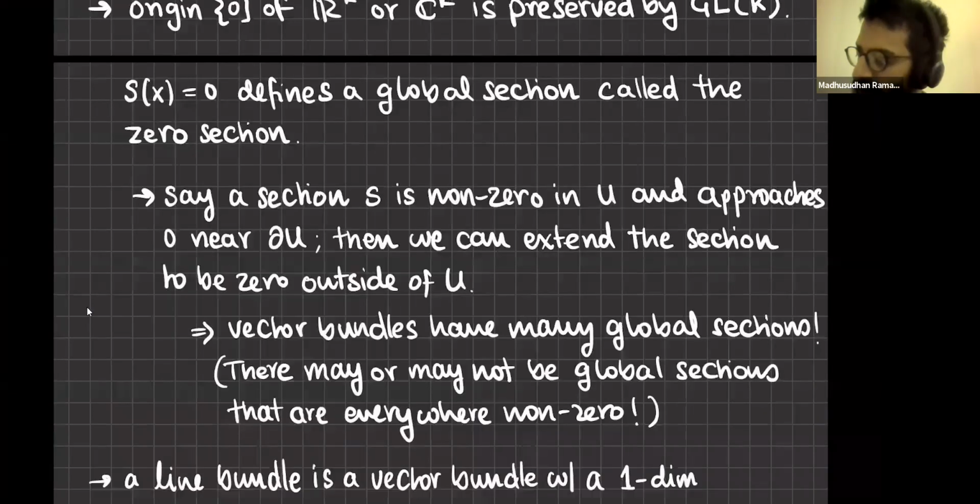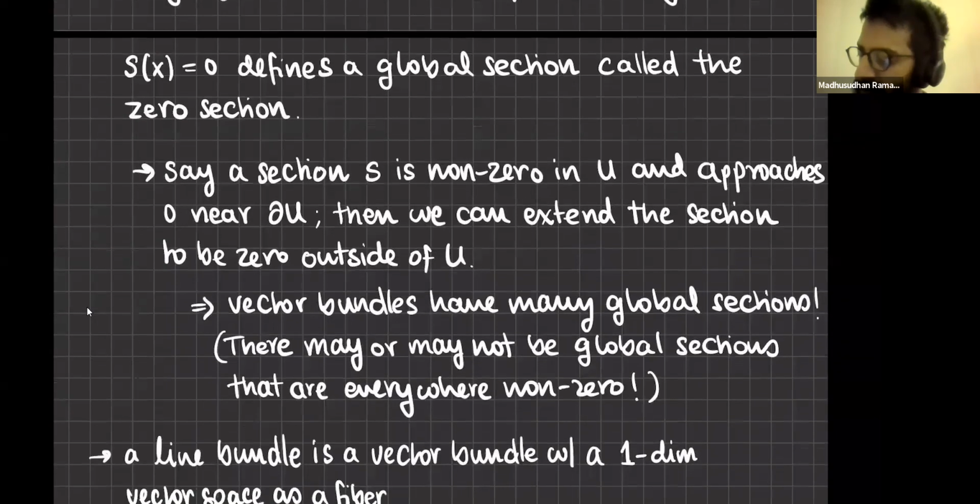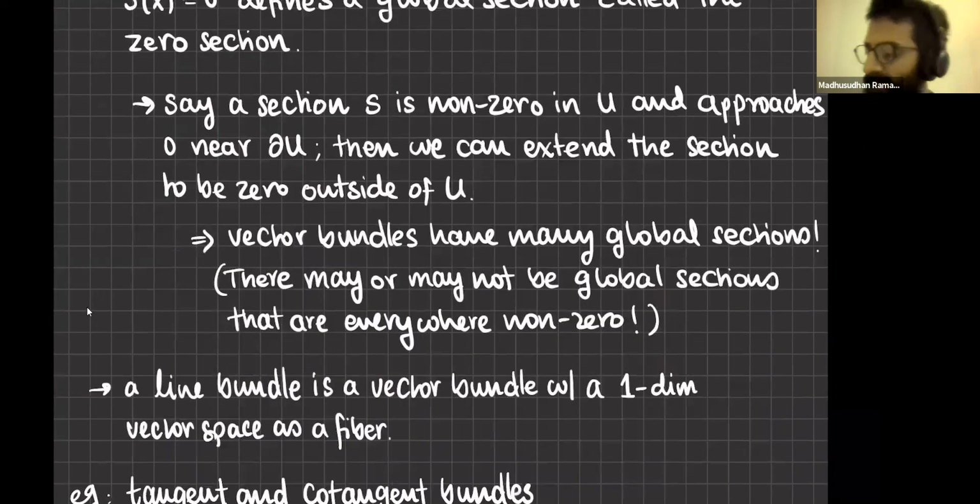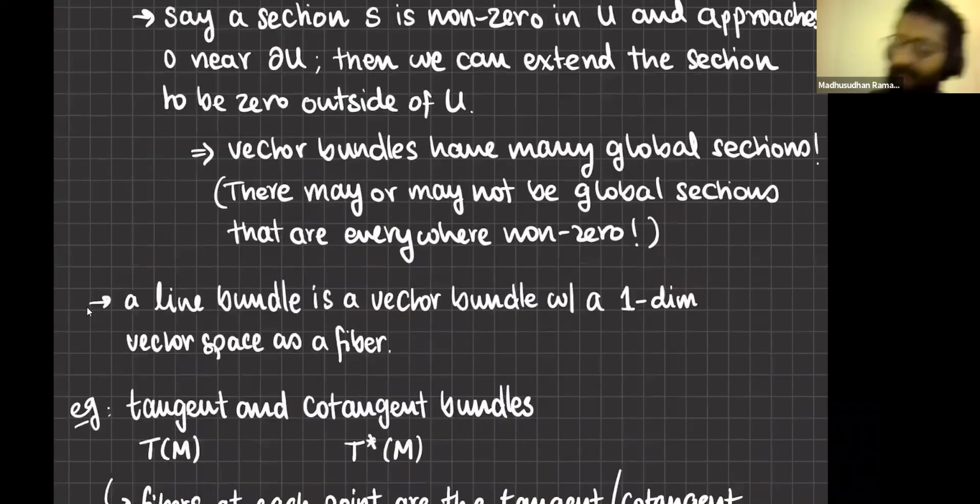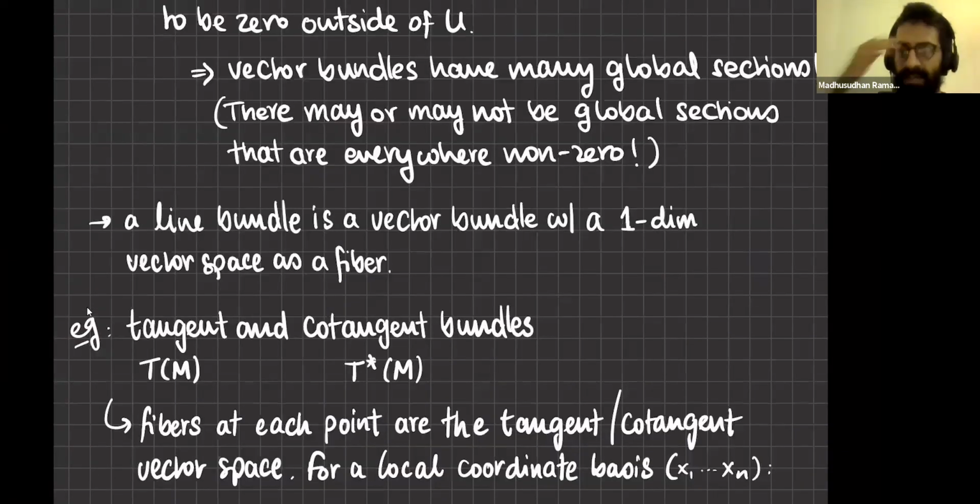Okay. So just a few more examples. Occasionally you'll see references to line bundles. A line bundle is just a vector bundle with a one-dimensional vector space as a fiber, like one complex or one real. They're both called line bundles, and they both have a one-dimensional vector space as a fiber.